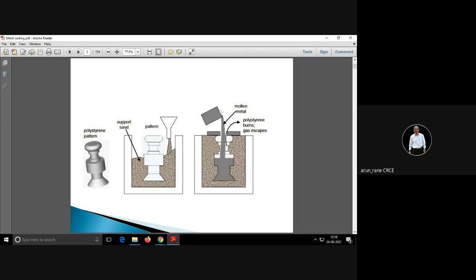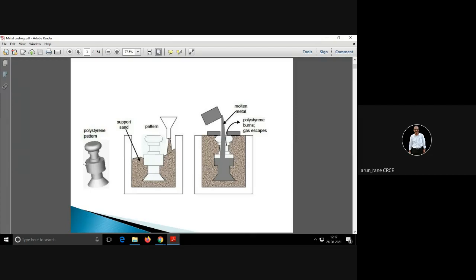pour the molten metal. Okay, now molten metal will definitely have a temperature of 1300 degrees Celsius. So at this 1300 degrees Celsius, this polystyrene, which has a melting point of around 150 to 200 degrees Celsius, can melt very easily. So what will be the life of this polystyrene pattern? It will be only one piece. Only one piece can be cast.